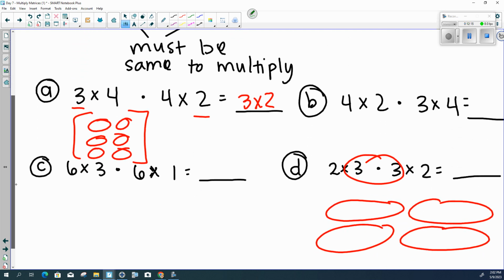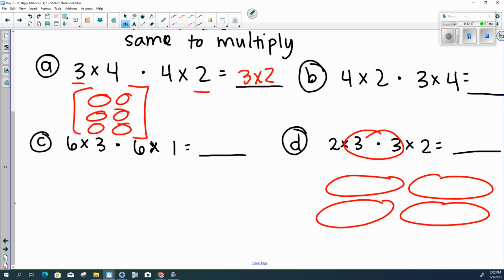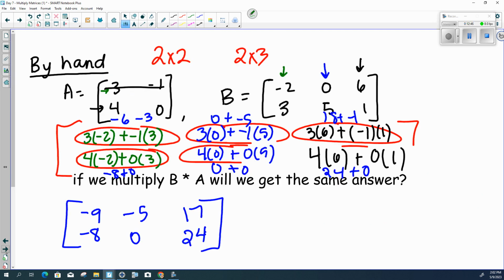So with my other class, we went through these ones. It won't let me erase just the red. It erases everything for some reason. Okay, so I just said to them, is this one compatible? Yes. What are the dimensions of the answer? 3 by 2. 3 rows, 2 columns. Not compatible. Not compatible for multiplication. Compatible. What are the dimensions of the answer? 2 by 2. 2 rows, 2 columns.